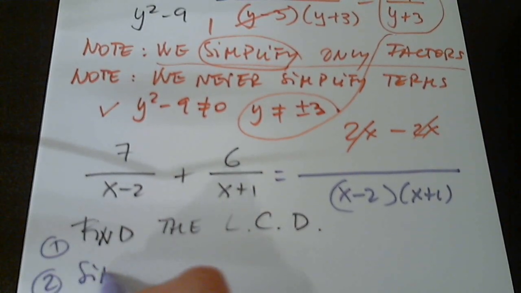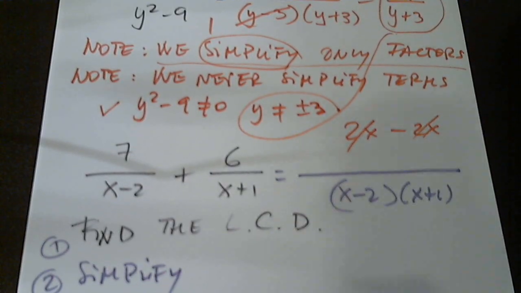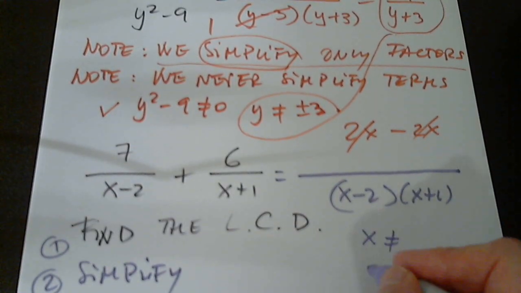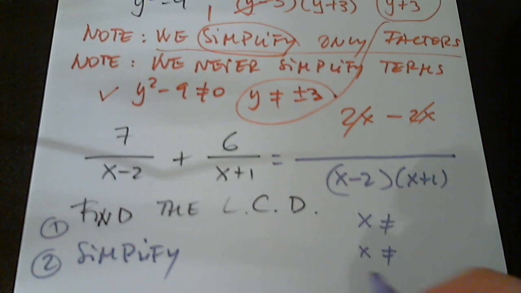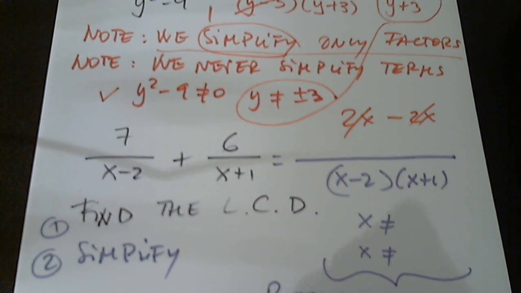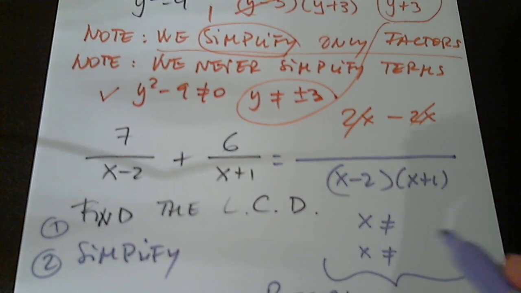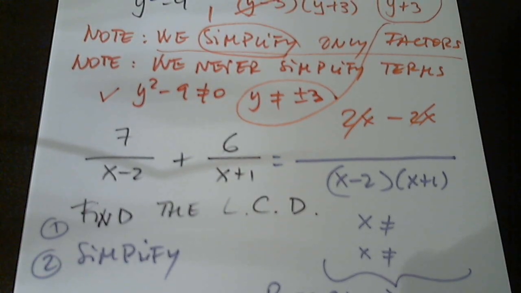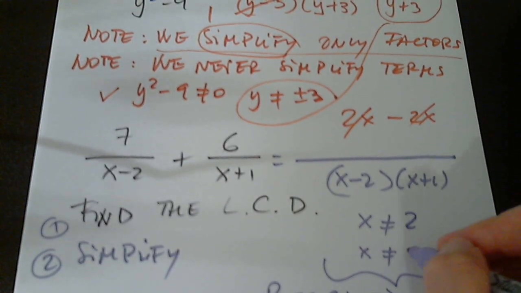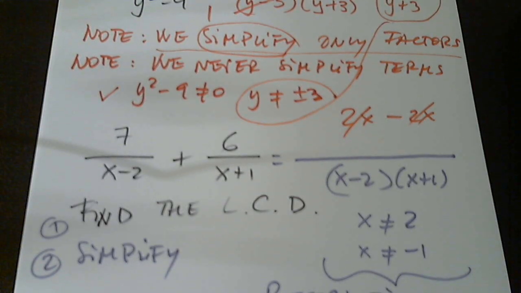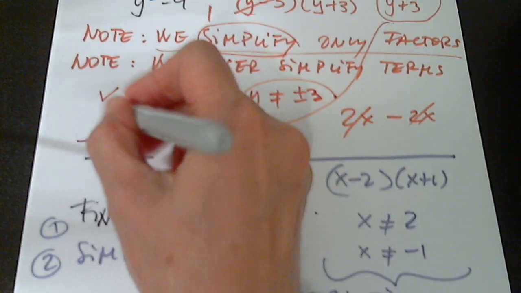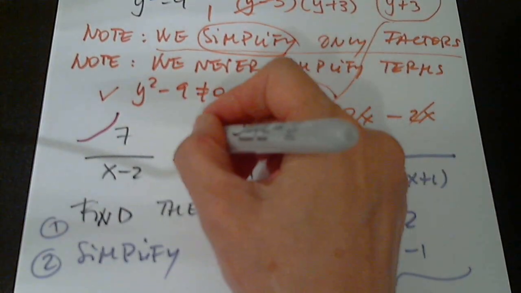Now, I want the next step: simplify. First, you're going to give me 2 restrictions. They're called restrictions. x is restricted. x cannot equal positive 2 and x cannot equal negative 1. Brilliant. Now, what do I need to multiply 7 by? And what do I need to multiply 6 by?